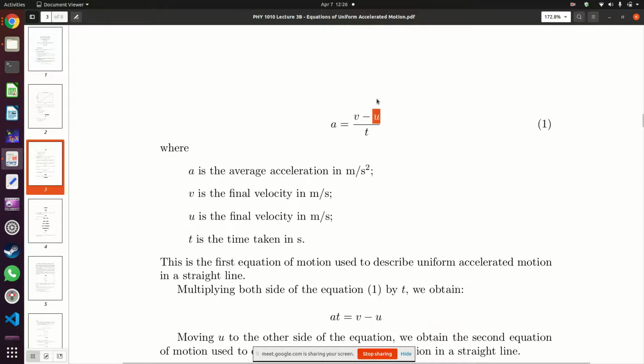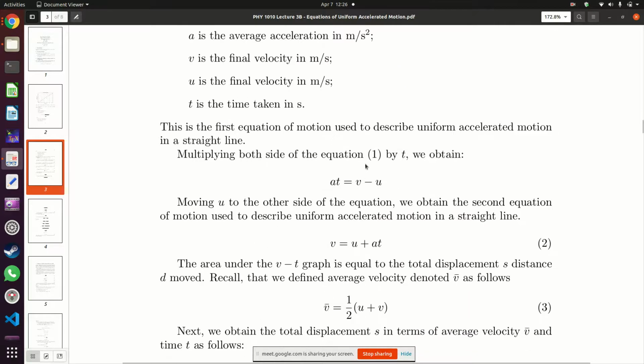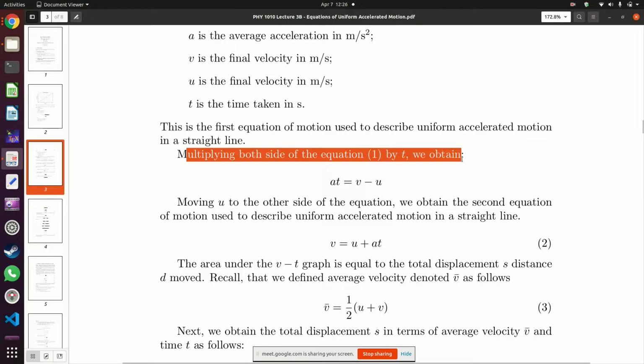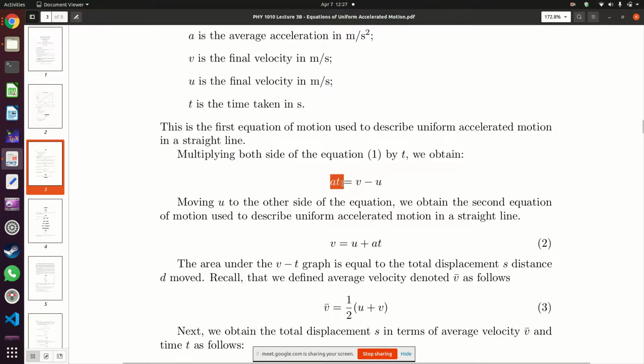If we multiply on both sides by t, on the left hand side by t and on the right hand side by t, what do we get? So you multiply on both sides of equation 1 by t, and what we get is at equals v minus u.